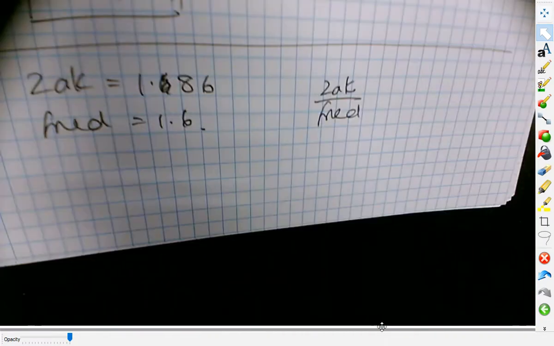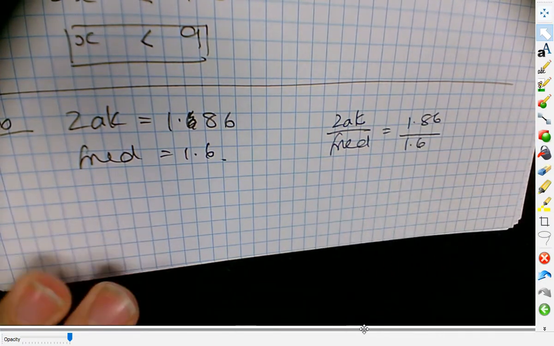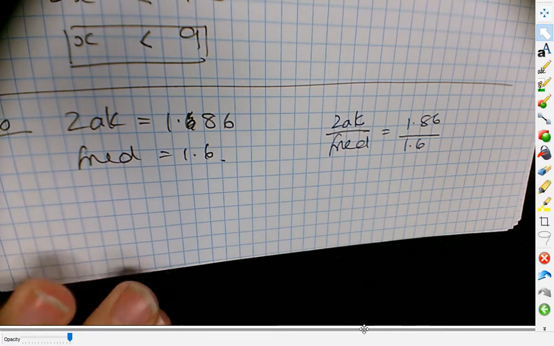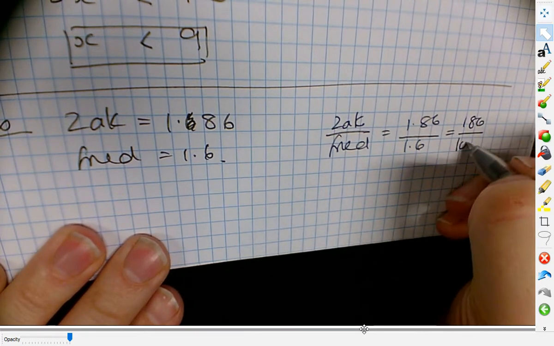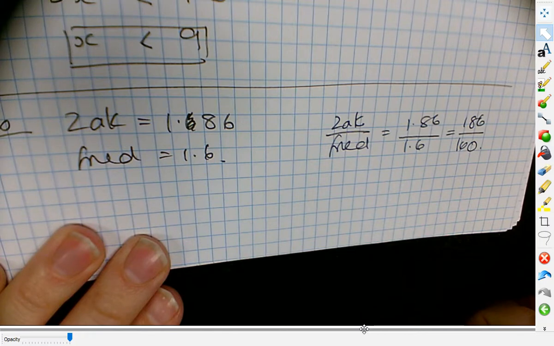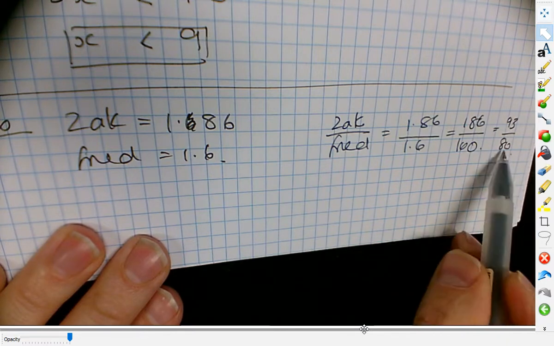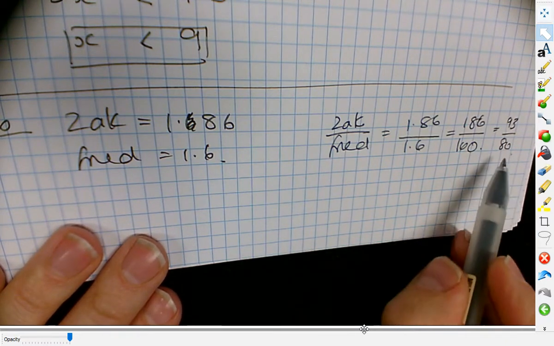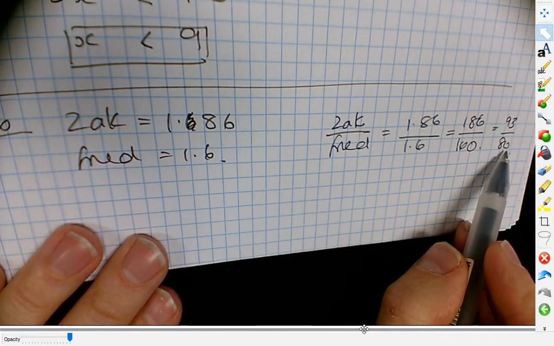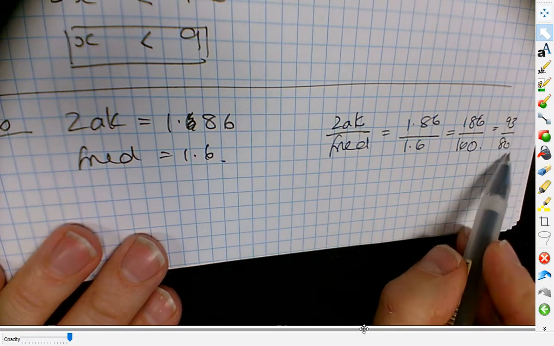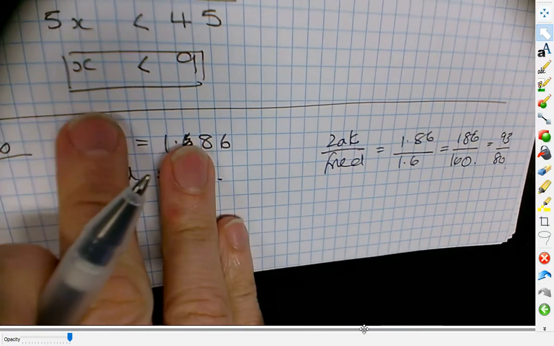Okay? So then I do 1.86 over 1.6. It says give your answer in simplest form. So we need to multiply this by 100. 186 over 160. And then cancel it down. So that becomes 93 over 80. And then we've got to check, does this divide by anything else? So the only things 80 divides by are multiples of 2 and 5. 93 doesn't divide by either of those, so that's my simplest form. Okay? It's actually quite an easy question.